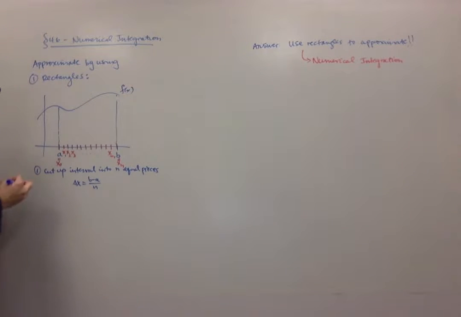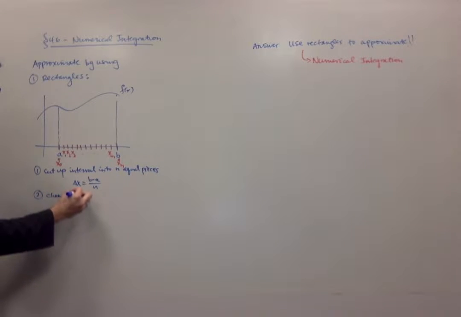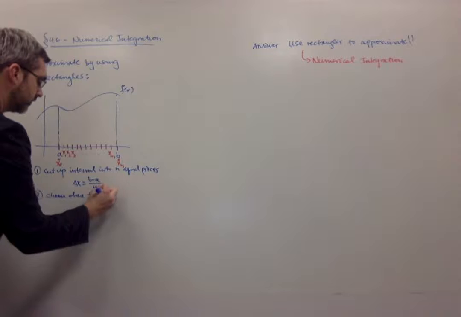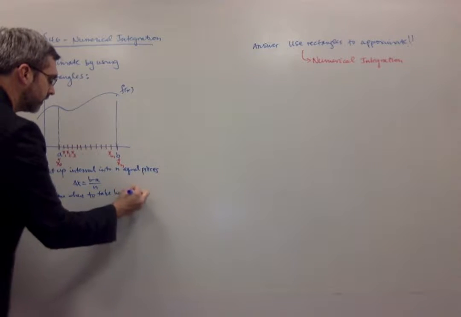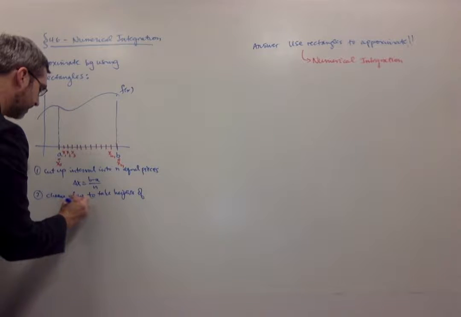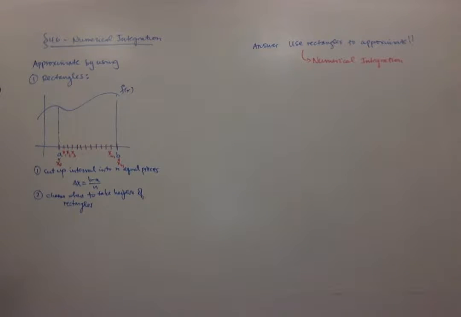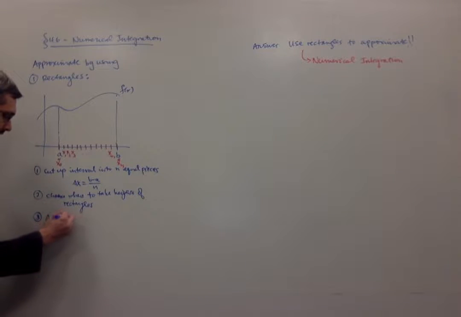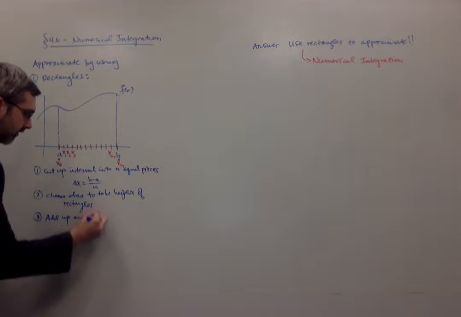So here's my function. All right. So then we choose where we're going to take the heights of the rectangles. And then we draw those rectangles. So we've done that with right endpoints. Okay, we're going to look at a couple of other examples today. But if we're going to take this first rectangle, the height's going to be, by plugging x1 into the function, the height here is going to be x2, etc. Then we add up the areas of the rectangles.